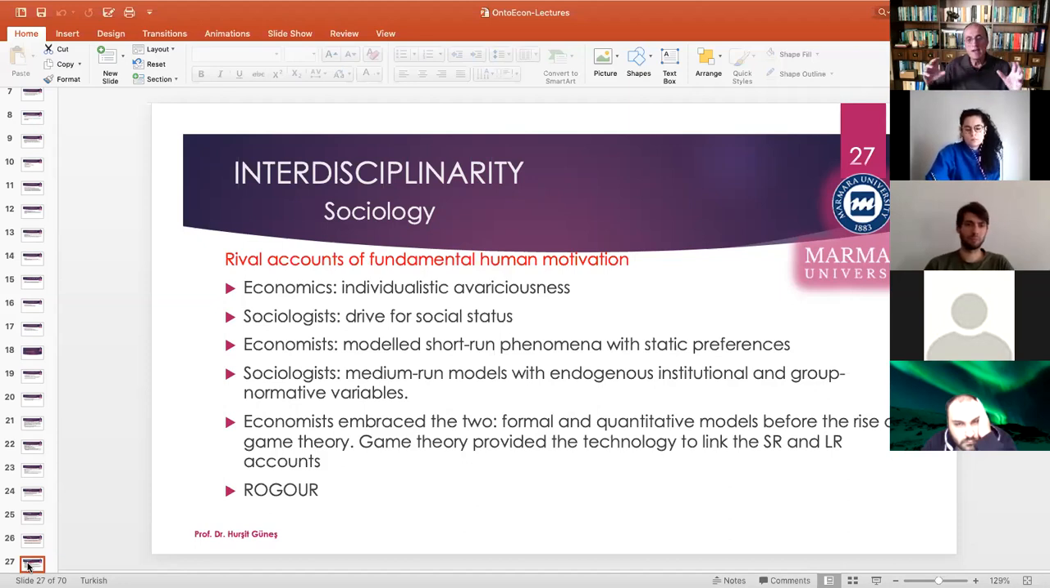Now, economists embrace the two. In other words, both together. Formal and quantitative models before the rise of game theory. Now, economists try to embrace the two, sociology and economics, but they lacked a formal technology. Game theory provided this technology. Game theory enabled economists to link short-run and long-run accounts, because thus they were able to model, although at a very primitive level, individualistic behavioral differences or group differences, and try to combine these two accounts.